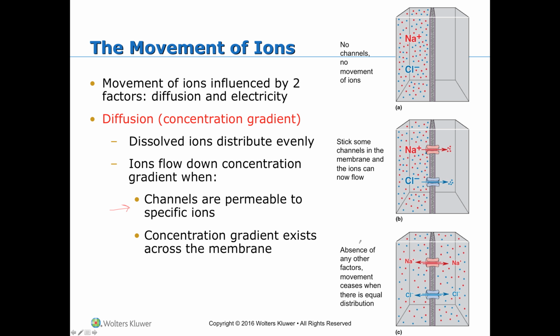Now, in the absence of any other factors, movement of these ions is going to cease when there is an equal distribution on the left and the right. There's not necessarily going to be any movement. Now, if there's a different charge distribution, there could be electrostatic gradients, etc., but we'll get into that in due time. So, the idea of diffusion and concentration gradients. If you got that, good. If not, just rewind this and watch it again and see if it can make a little bit more sense.